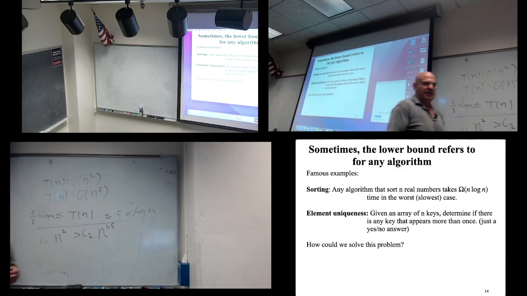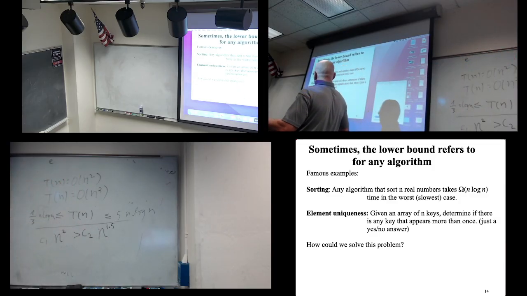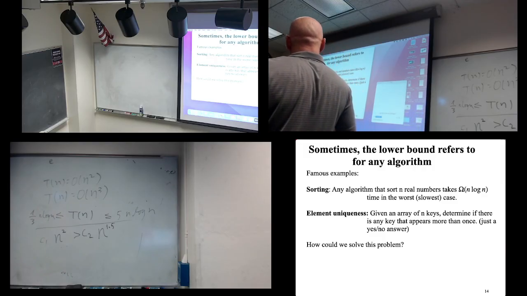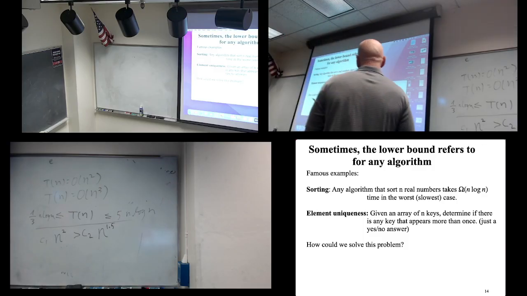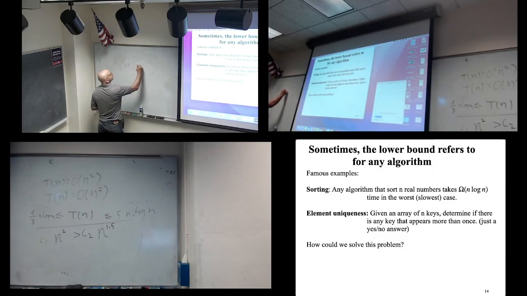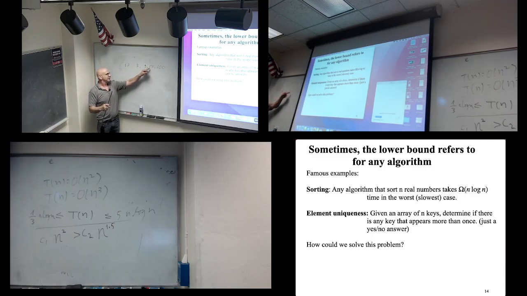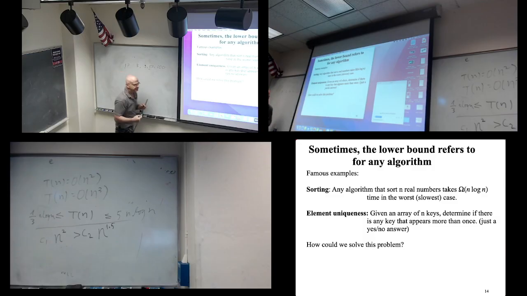Here's another famous example of a problem that has lower bounds. Let's talk about element uniqueness. You have an array with n keys, and I want to determine if there is any pair of keys, any key that appears more than once. For example, (17, 3, 9, 17): the algorithm should say yes because 17 appears twice.